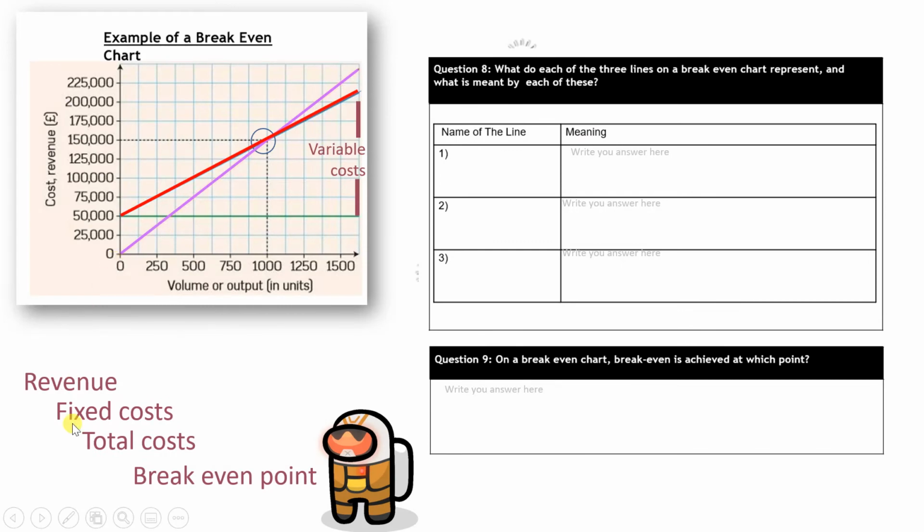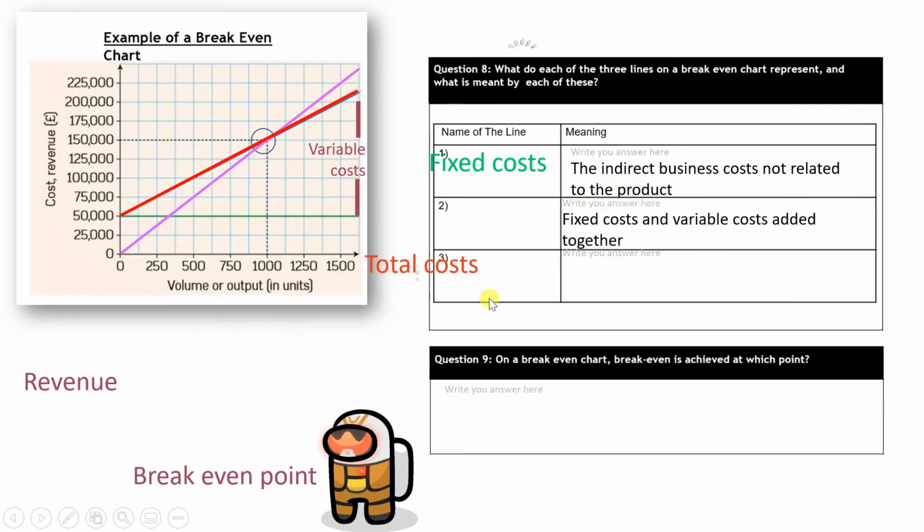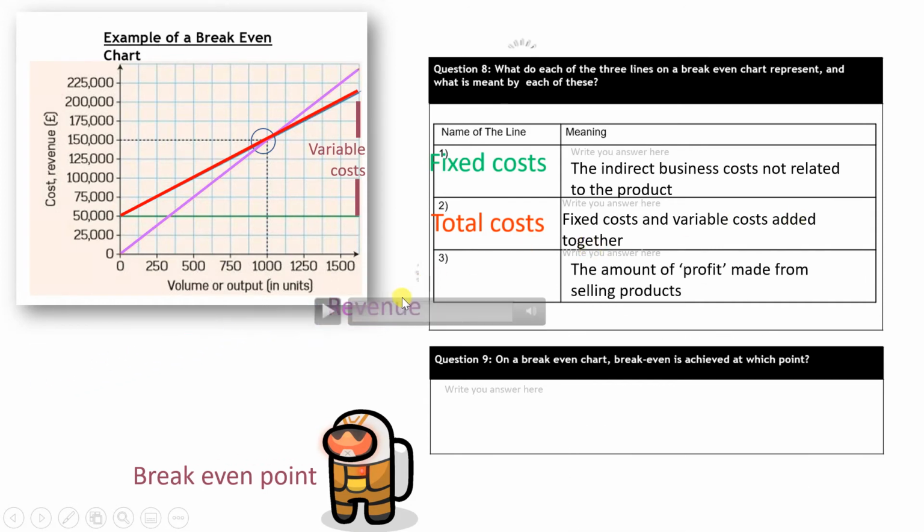Question 8. What do each of the 3 lines on the break-even chart represent? That is the green line, the red line and the purple line. Let's deal with the green line first. That is fixed costs. That is the indirect business costs, the expenses, the ones that are not related to the product. Next we'll deal with the red line. That is total costs. As you can see, it starts on top of the green line, which is fixed costs, and that is fixed cost plus variable costs. It gives you total costs.